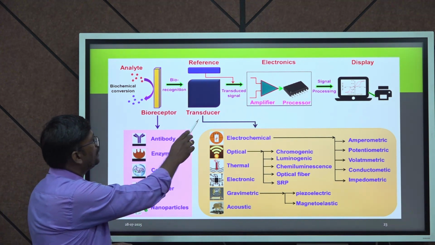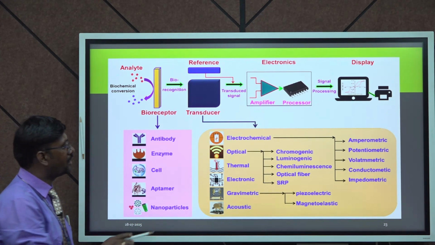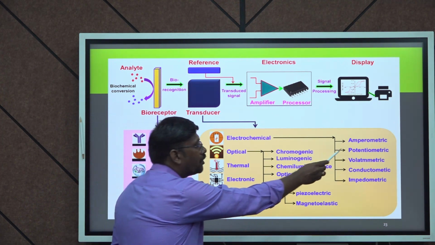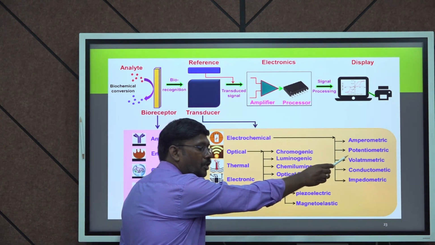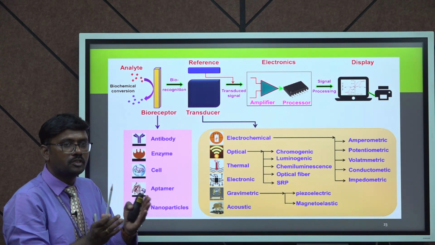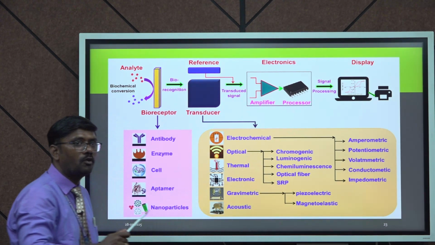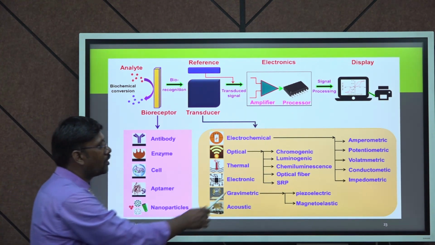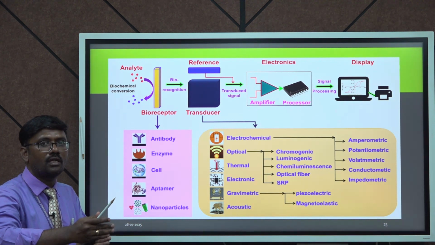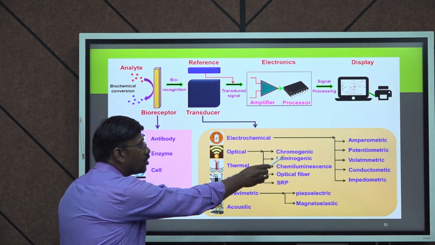The second component is the transducer. As we have mentioned, different principles can be taken here. Either the electrochemical principle, which has different categories: you could choose amperometric, potentiometric, voltammetric, conductometric, or impedometric as the core principle of the test. In the case of optical, you can go with a color change, which is called chromogenic. For example, some reactions change from one color to another, and the color difference can be taken as the principle of the test. It is called chromogenic.